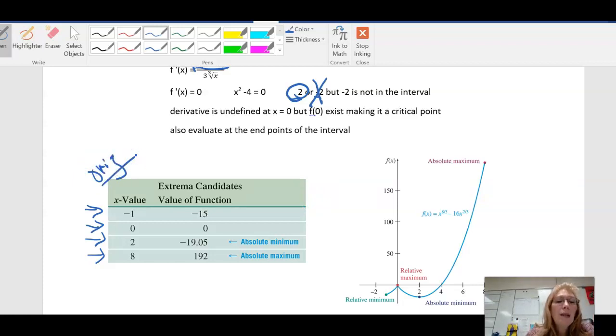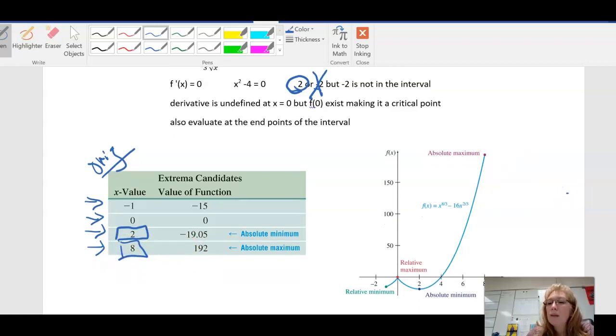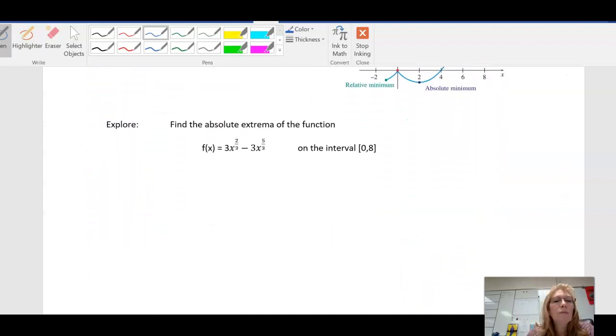So when you plug it in, you get -15, 0, -19, 192. Well, the lowest is -19, so 2 is my absolute min. 8 is 192, so it is my absolute max. And this is what their graph looked like if you wanted to see. Do that on decimals, it really helps.